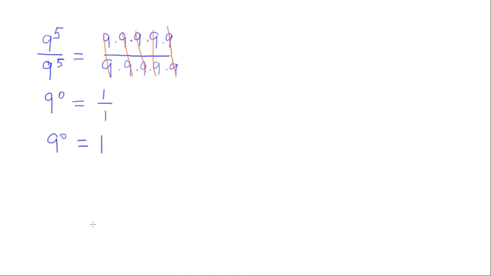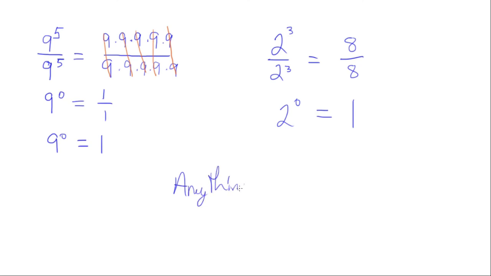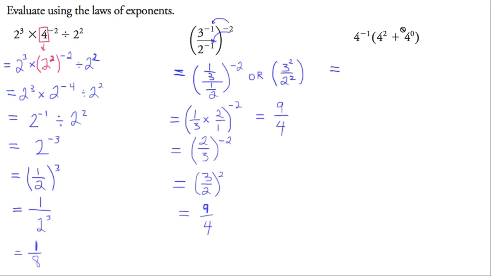So does that just work for the number 9? Does that just work when it's the power of 5? Let's test this out. Let's go simple. Let's go with the number 2, and we're going to say it's 2 to the power of 3, divided by 2 to the power of 3. 2 to the power of 3 is 8. So we've got 8 over 8. Well, 8 divided by 8 is 1. And if we were to use the exponent laws, 3 take away 3 is 0. So this is 2 to the power of 0. So 2 to the power of 0 is also 1. So that means that anything to the power of 0 is 1. Anything in the world.